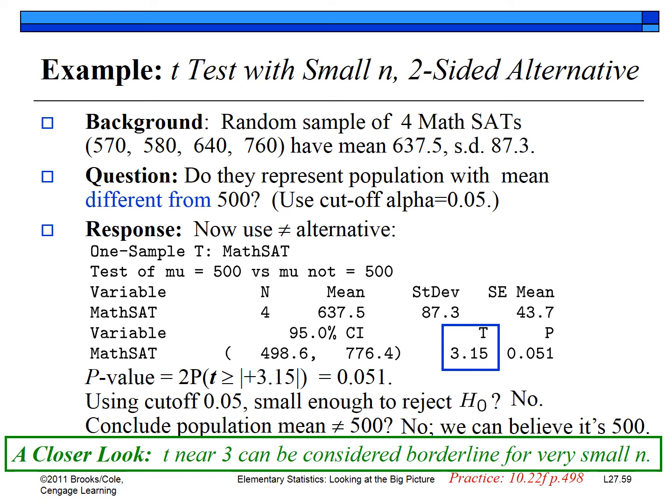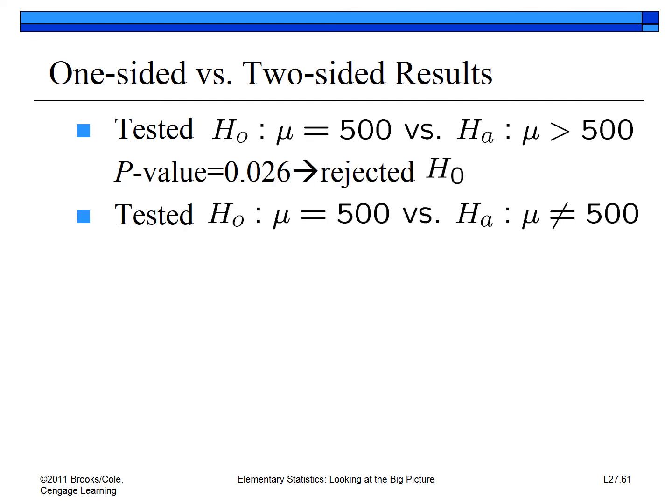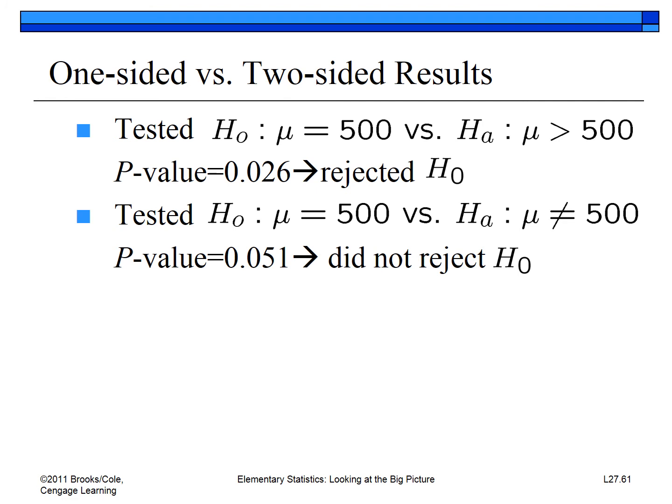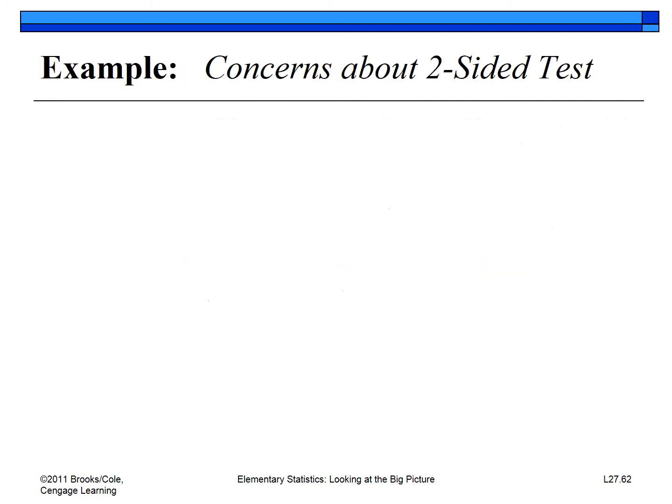Remember that t near 3 can be considered borderline, and here it is borderline. Look at that p-value, if n is really small. So remember that when we looked at these two hypothesis tests, a one-sided and a two-sided, the one-sided resulted in a rejected null. The two-sided did not result in a rejected null. Suspecting ahead of time that the mean might be greater than 500 made our results significant.